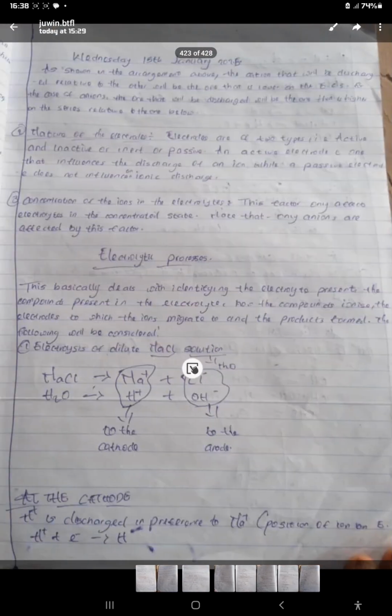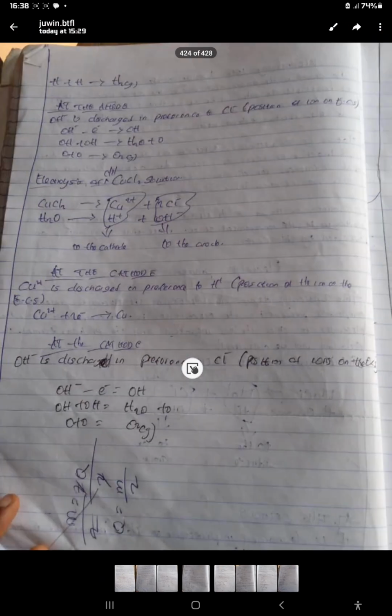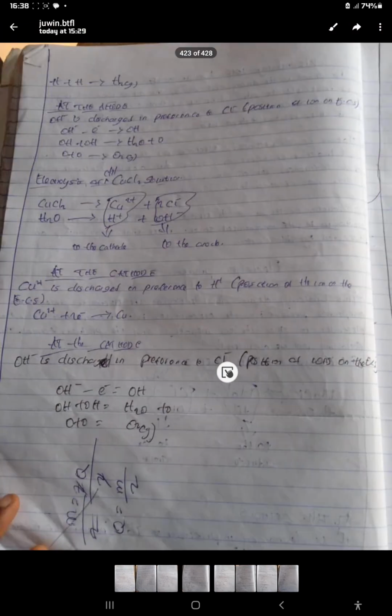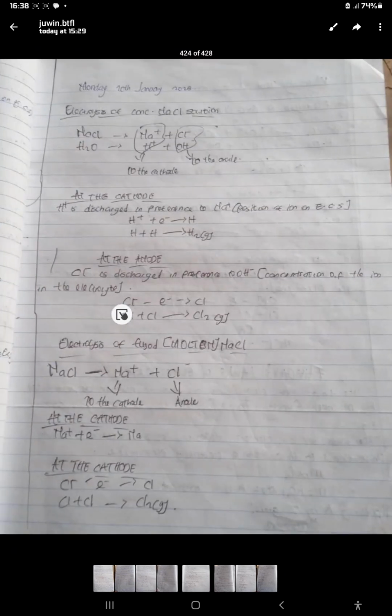First one, dilute sodium chloride. Next, we touch copper chloride. Dilute copper chloride: remember, copper is discharged and oxygen is also liberated. Next, conc sodium chloride. Hydrogen is discharged at the cathode, while chlorine is discharged at the anode.